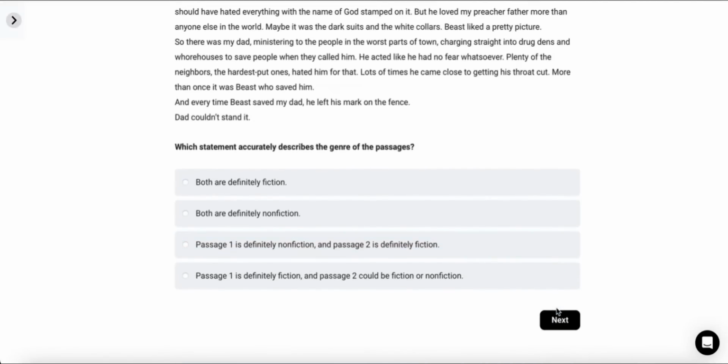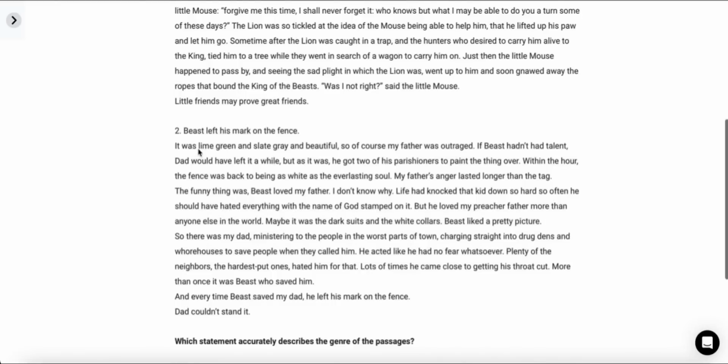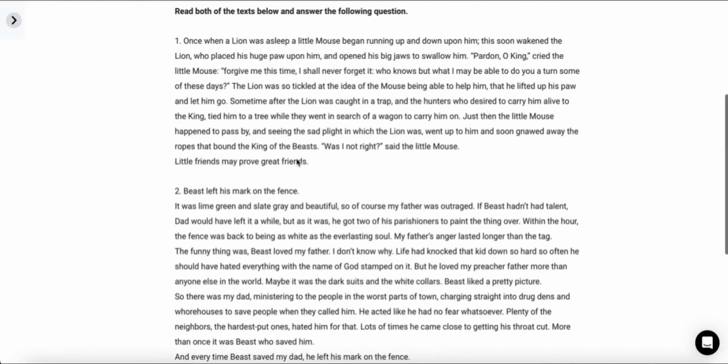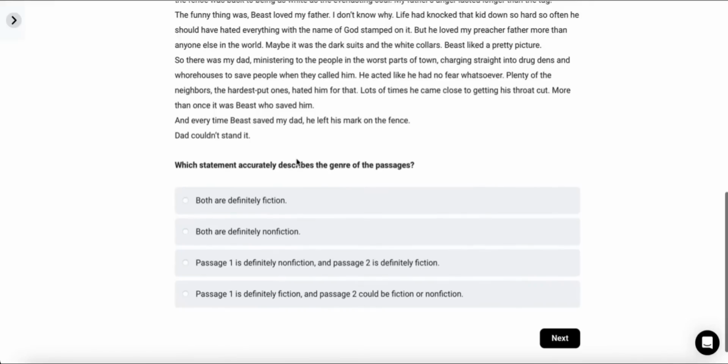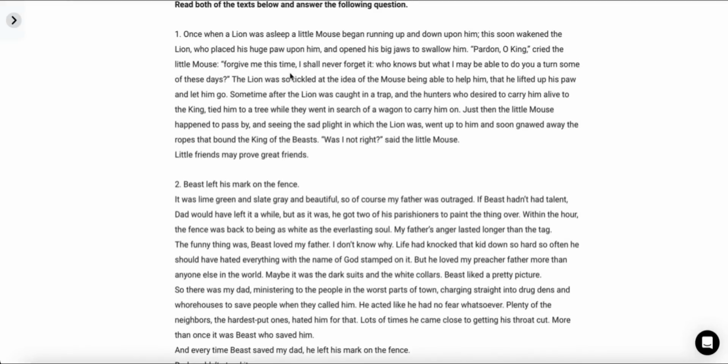Which statement accurately describes the genre of the passages? We have a choice between fiction and nonfiction for these answers. Let's look at the first text. You have a lion and a mouse talking. It goes without saying that animals can't talk. So this is a sign that this text is a fictional text.